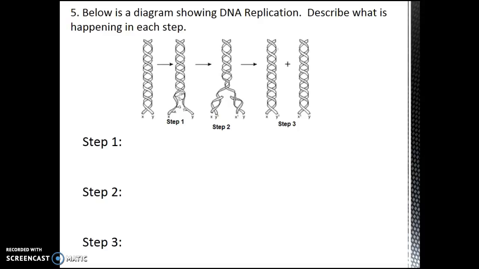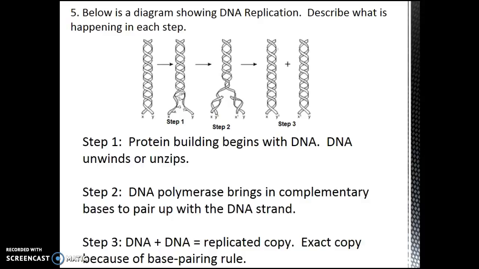Below is a diagram showing DNA replication. Describe what is happening in each step. So in step 1, our protein building begins with DNA, and DNA is going to unwind or unzip by using that DNA helicase.